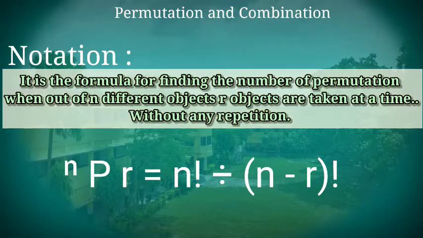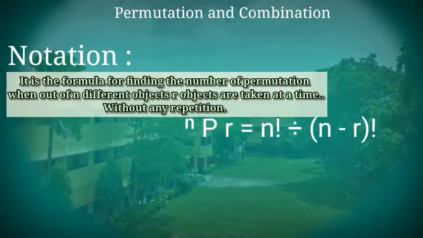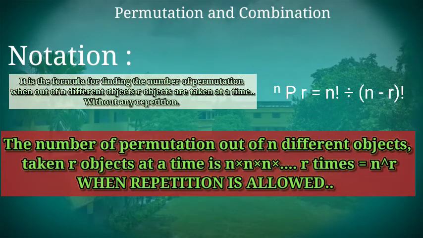In case repetition is allowed, the number of permutations of n different objects taken r at a time is n to the power r. Like we have seen in our earlier exercise, all the objects can be repeated for the next choice also. So n to the power r will be the total number of permutations there.